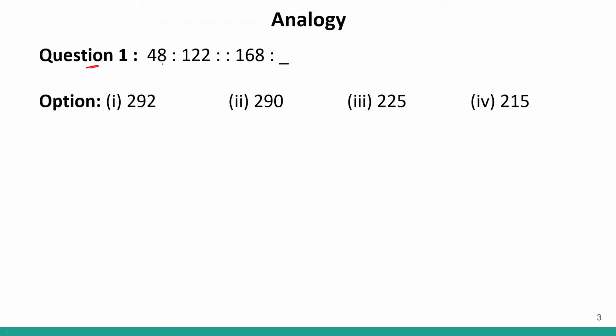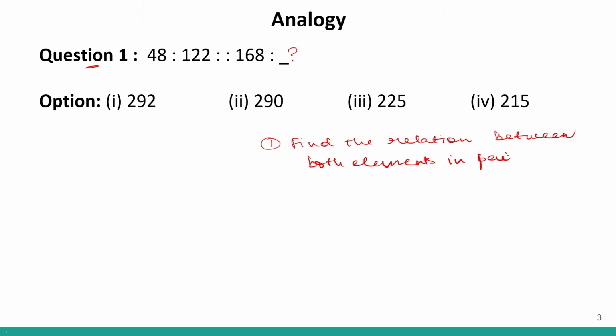Question number 1: 48 is to 122, and we have to find the missing term: 168 is to what? Now in analogy there are two steps. First step is to find the relationship between both the elements in pair 1. Correct? So this is our pair 1. This is our pair 2. So we have to first find the relation between both the elements in pair 1.